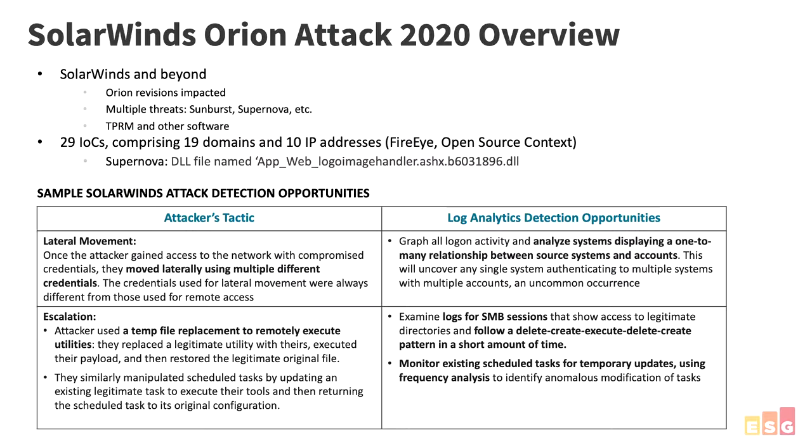Yeah, and now for execution and escalation, as you know, the attacker used a temp file to remotely execute utilities, so a remote shell, very common. They similarly looked at tasks and updated existing legitimate tasks. So once again, to mimic the behavior of a privileged user or someone who has access. What can you do there?